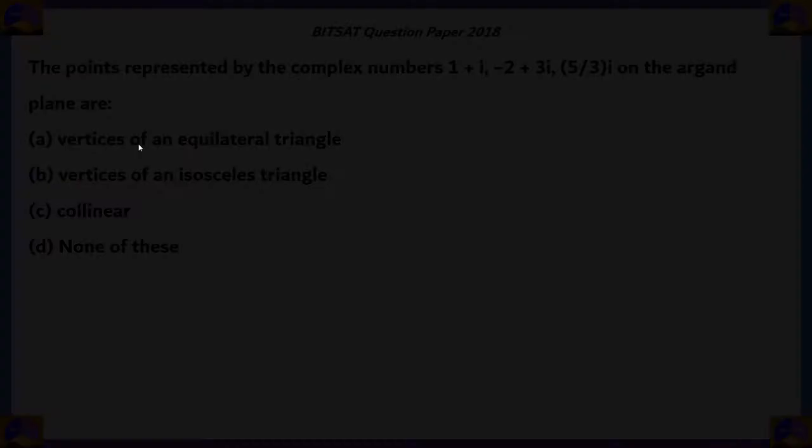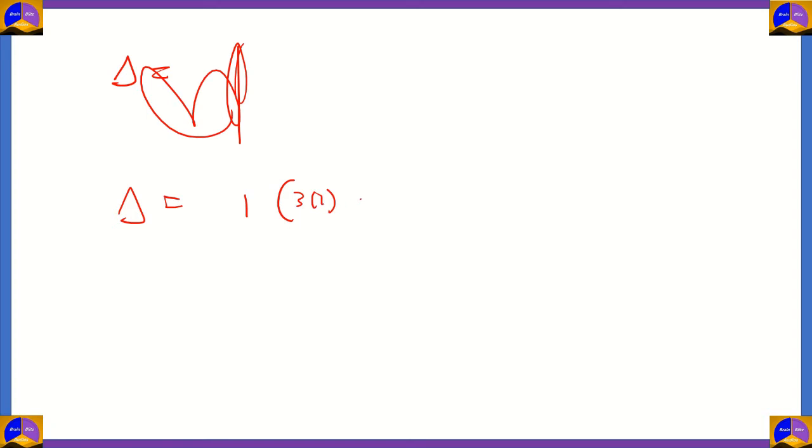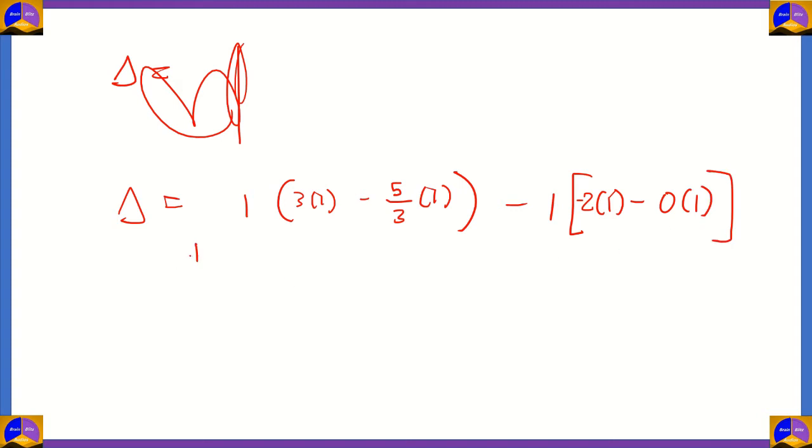So let's solve that. The value of delta here is equal to, let's expand it instead of writing it like that, 1 times 3 into 1 minus 5 by 3 into 1, minus 1 times minus 2 into 1 minus 0 into 1, and then plus 1 times minus 2 times 5 by 3 minus 0 times 3.